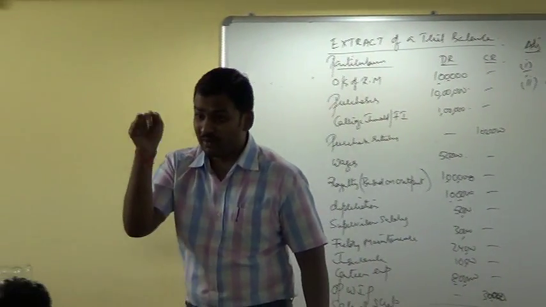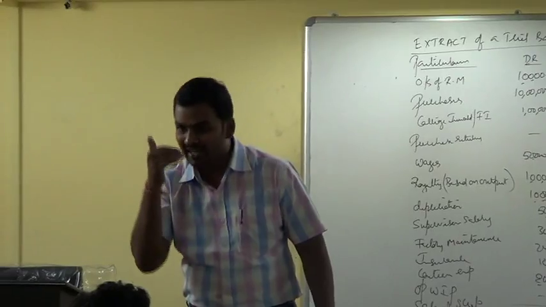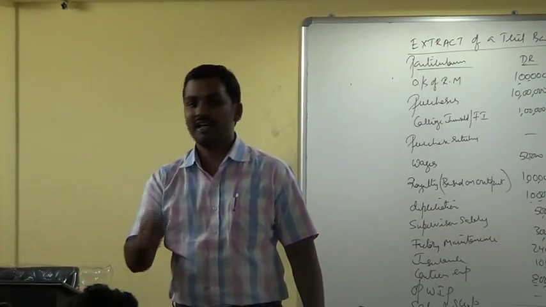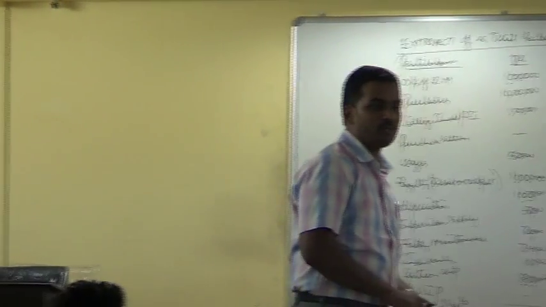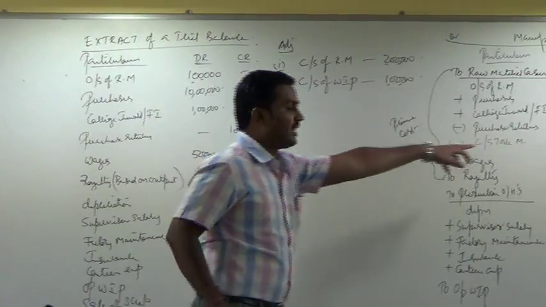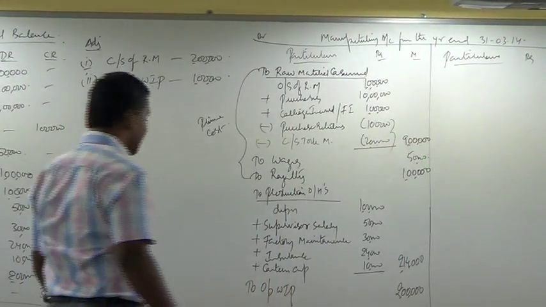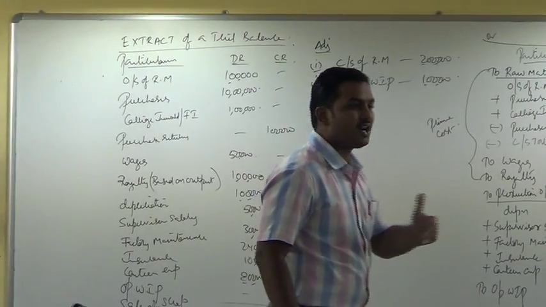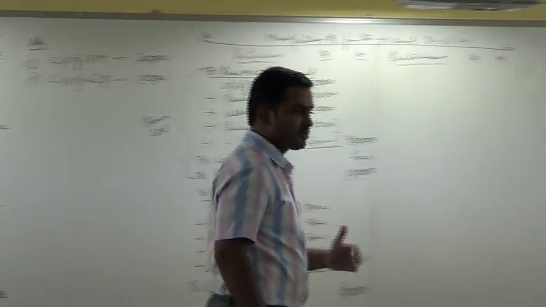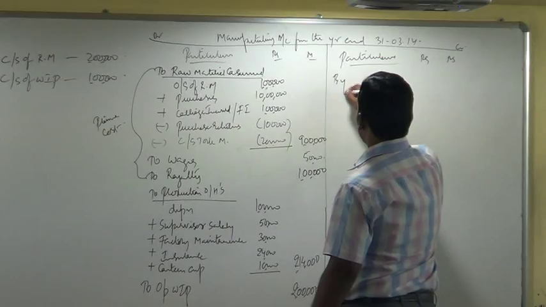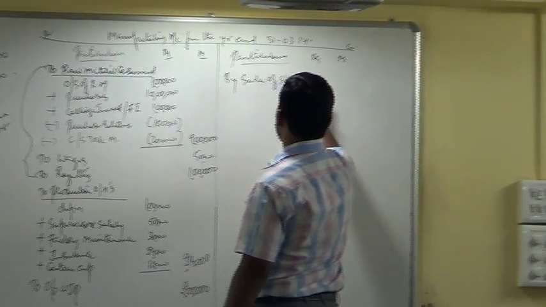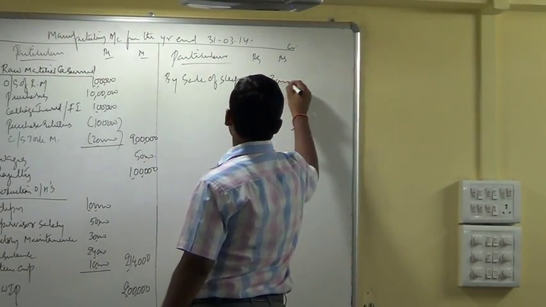So the real cost of raw material consumed is not 9 lakh. It is 9 lakh minus 30,000, 8 lakh 70,000, the expenditure on raw material consumed in production. We are saying 9 lakh is the expenditure on raw material consumed, but actually we got some income by sale of scrap, no. So the real expenditure is not 9 lakh, it is 8,70,000. So what we do? The sale of scrap is credited to the manufacturing account, 30,000.